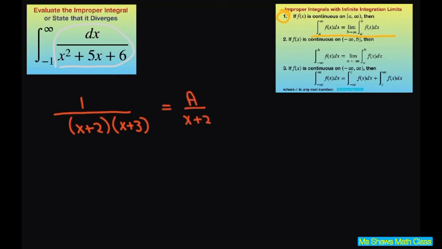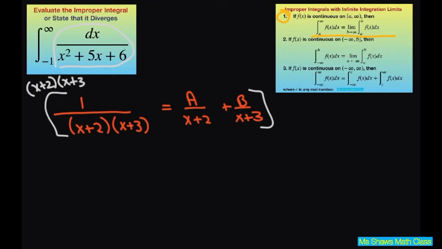All right. Before we get started, I need to rewrite this so we can integrate it. I'm going to use partial fraction decomposition. I know some of you already know how to do this, but I'm going to do it very quickly and factor this out. So this is going to be x plus 2 times x plus 3. Then you set it to, since they're both linear, a divided by x plus 2 plus b divided by x plus 3.